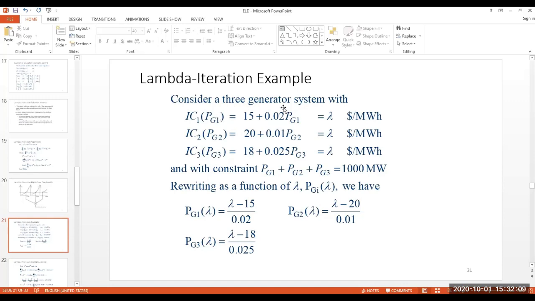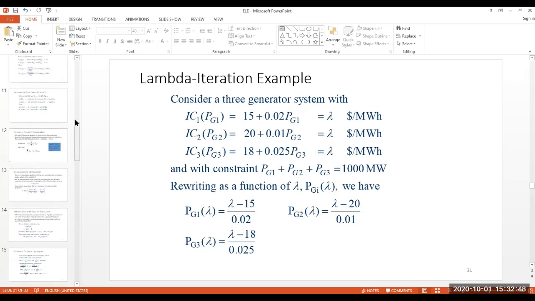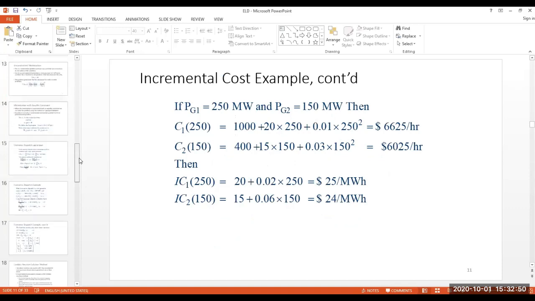Let's consider a 3 generator system with information given in terms of the incremental cost function. Now you see beside each equation, we are equating them to lambda. Why are we doing this? Can anyone answer this? Why are we suddenly equating them to lambda, and the same lambda? Did we discuss this? The Lagrangian equation. Yeah, excellent. So in the Lagrange, let me go back a few slides.